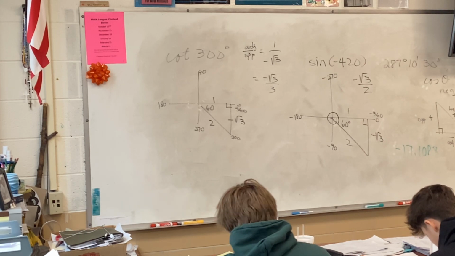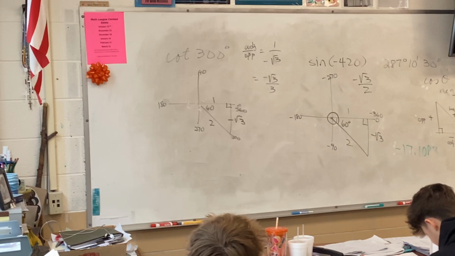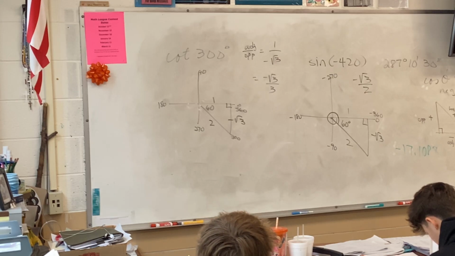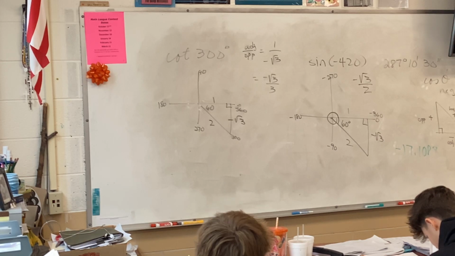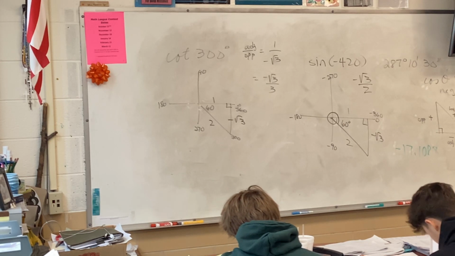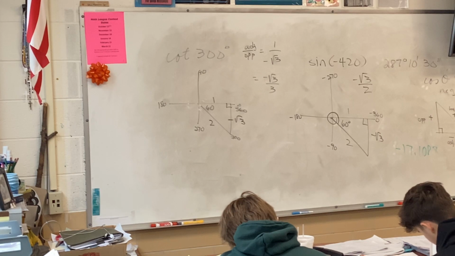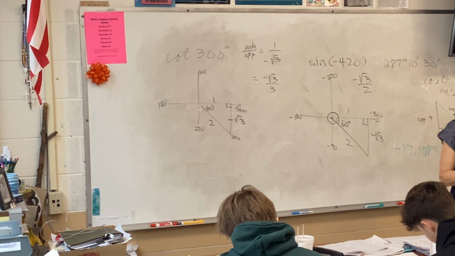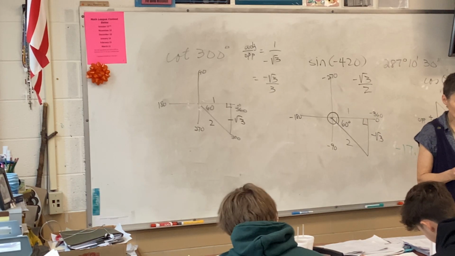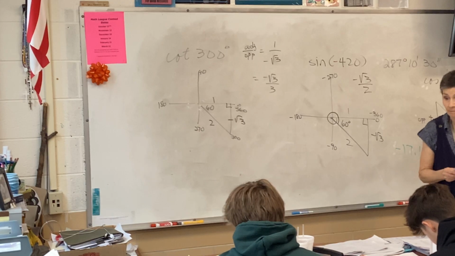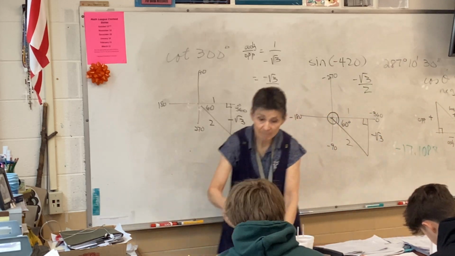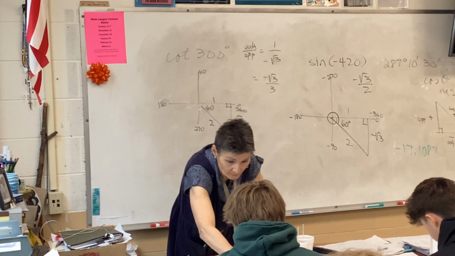Negative 2 1/2. Negative 2 1/2 will be the same as negative 1/2. And that is negative 1. Negative 1/4 would be negative 3. But negative pi over 2 is negative 1. Negative pi over 2 is negative 1.